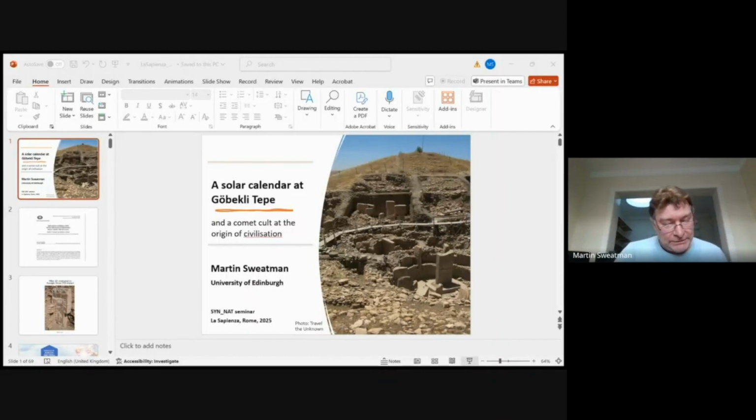Now, it has to be said that the Younger Dryas impact hypothesis remains very controversial, with a series of critical papers and rebuttals to those papers published over the last 10 to 15 years, some of which are shown.